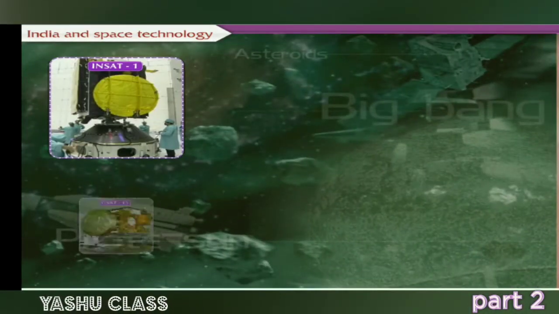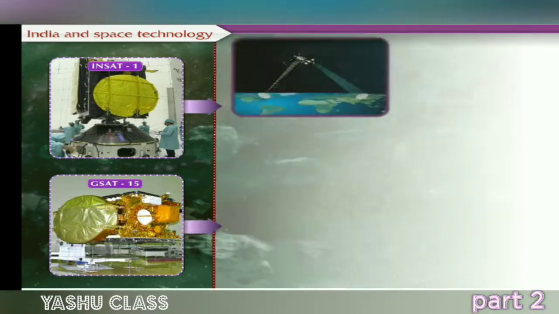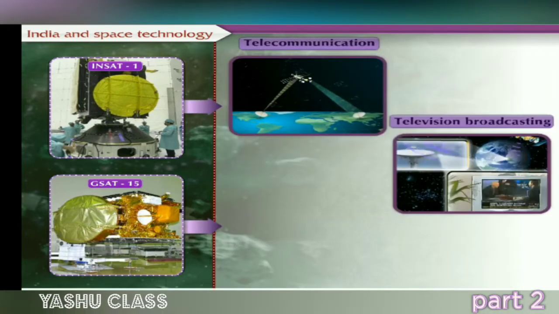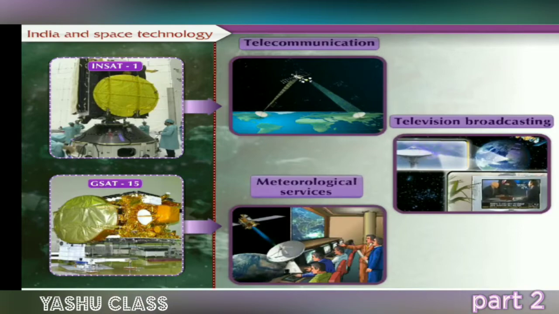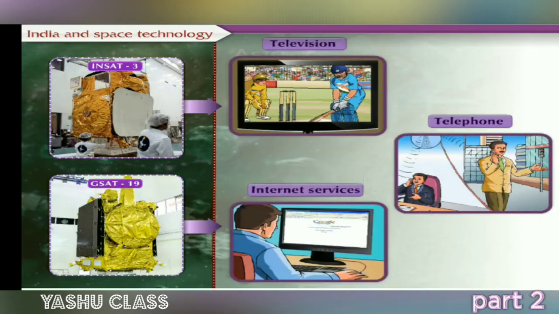The INSAT and GSAT satellite series is actively working in the field of telecommunication, television broadcasting, and meteorological services. Availability of television, telephone, and internet services all over the nation has become possible due to these satellites only.